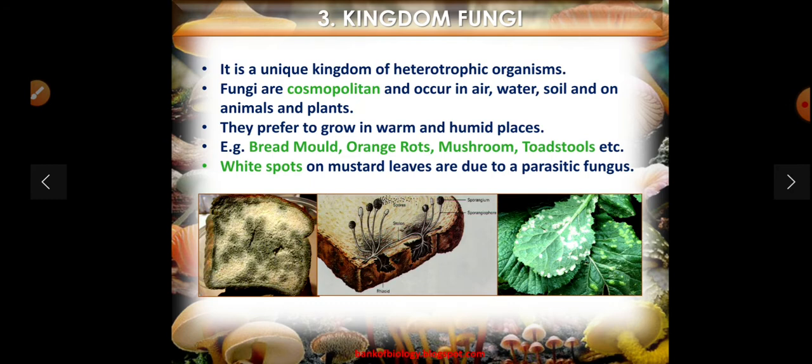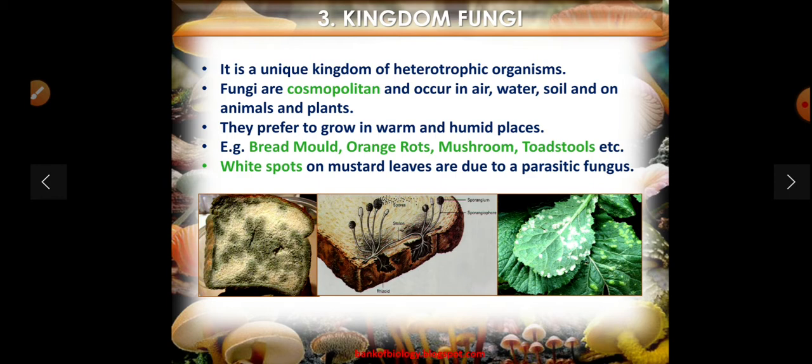Today we will study a new topic, that is kingdom fungi. It is a unique kingdom of heterotrophic organisms. Fungi are cosmopolitan. That means they are found everywhere. They occur in air, water, soil, and on animals and plants also. They prefer to grow in warm and humid places. Best examples: orange rot, bread mold, mushroom, etc.